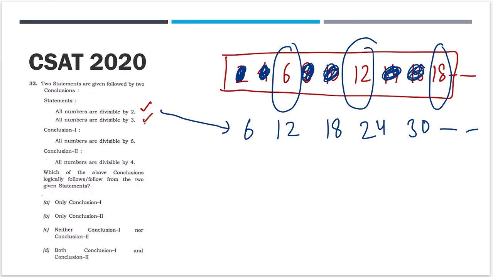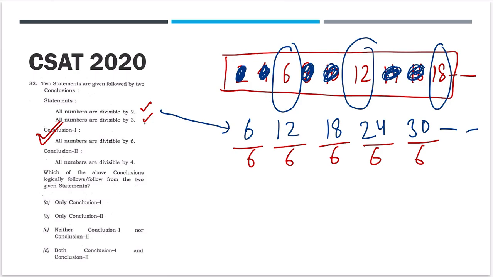Now, can you make a conclusion for number 1, that all numbers are divisible by 6? You can check. This is divisible by 6, this is divisible by 6, and so on. So my first conclusion is surely right. No problem there. The first option is surely right.